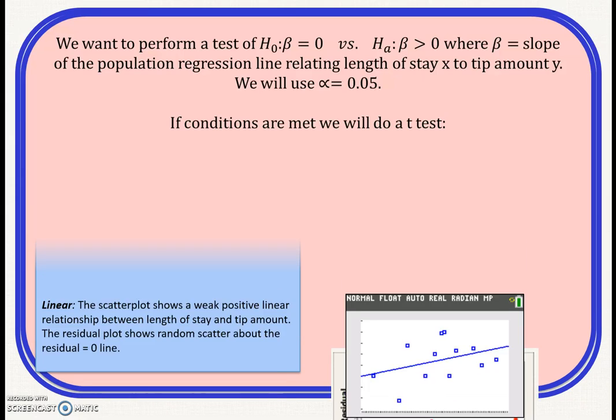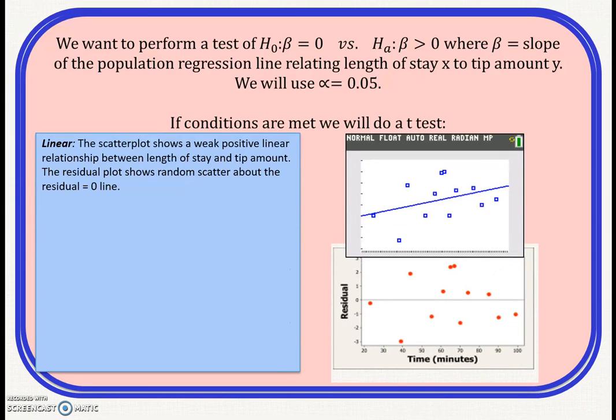So let's look at the conditions. First, we will look at the linear requirement. The scatter plot shows a weak positive linear relationship between the length of stay and the tip amount. The residual plot shows random scatter about the residual line, so there's no pattern there, so we should be good to go.